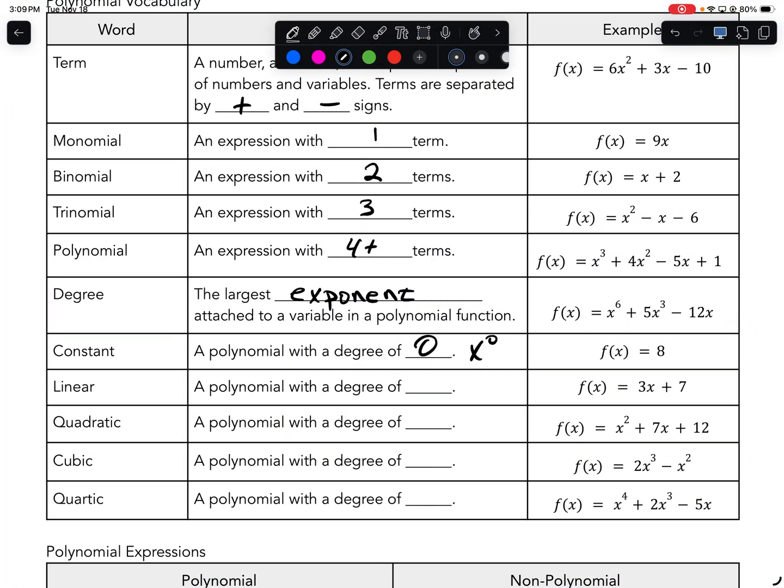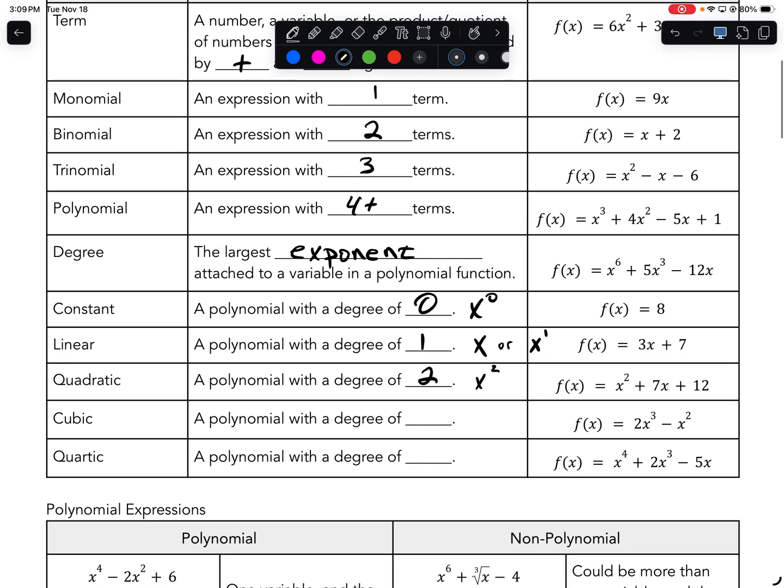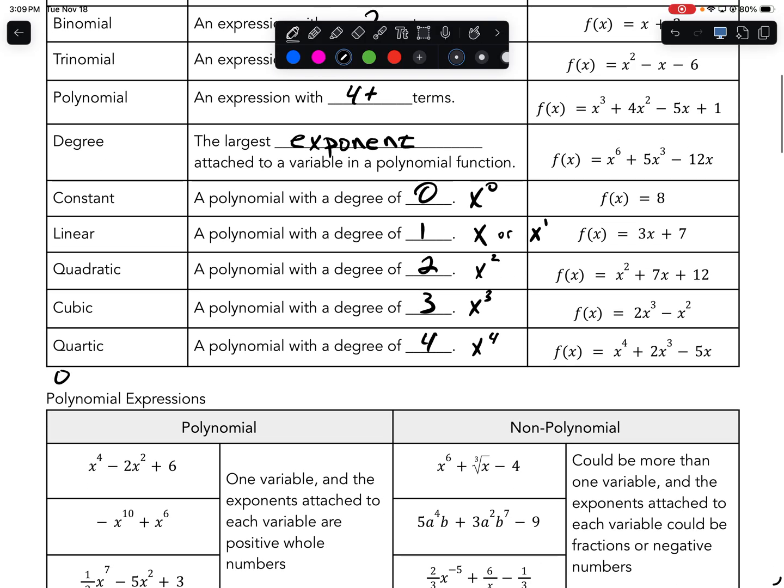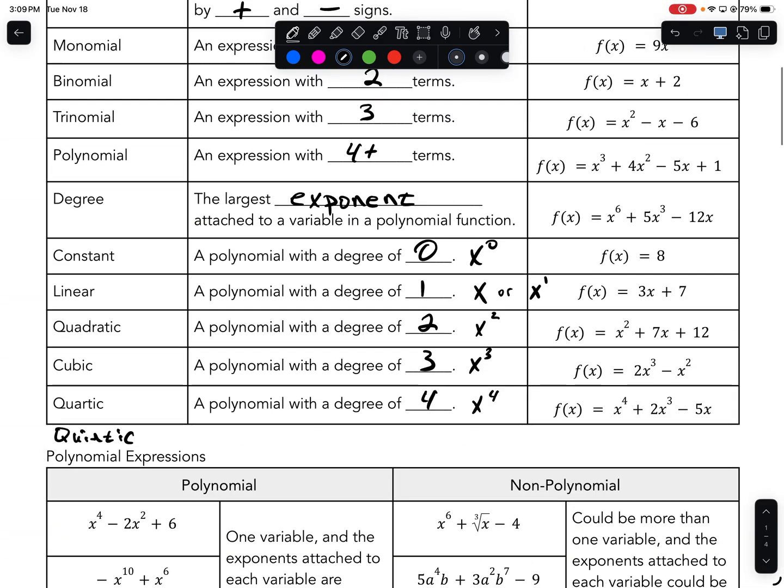So we have linear is degree of 1, so you'd be just x, or you could write x to the first power. I'll talk about that a lot in Thursday's lesson for you guys. Quadratic is second degree, or x squared. I like seeing the examples next to it, because it makes more sense to me. Cubic is degree of 3, or x cubed. Quartic is fourth, or x to the fourth. I'm going to add one because I'm like that. Quintic has a degree of 5.